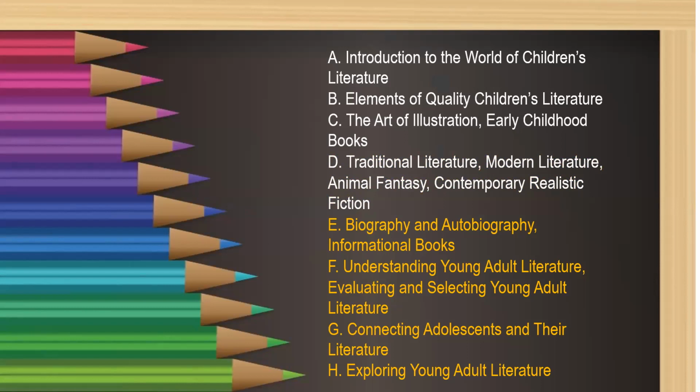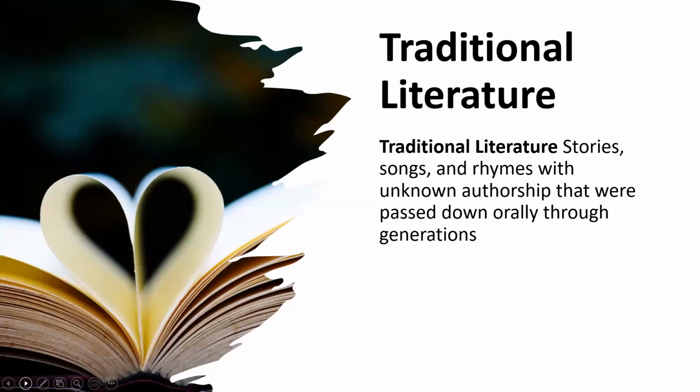Okay. Let's start with traditional literature. Although somehow in one way or another, I have already shown you a video about the old literatures and modern literatures. These are almost similar ones. So when we say traditional literatures, we are referring to stories, songs, and rhymes with unknown authorship that were passed down orally through generations. So these are what we call traditional.